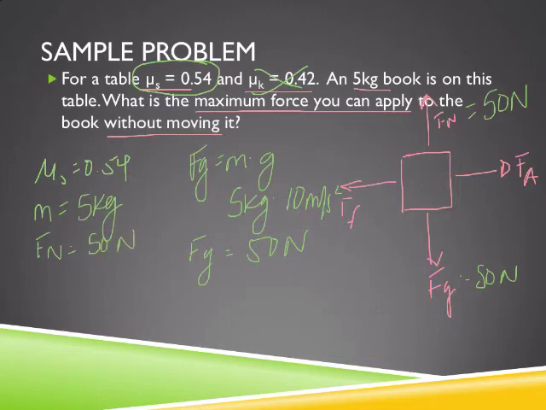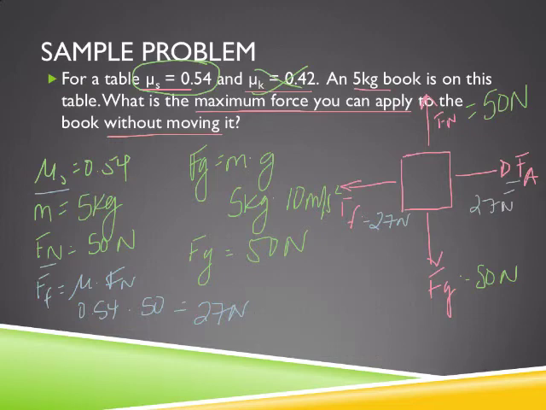So that takes us to another equation so that we can find the force of friction. F of f is equal to mu times F of n. We know mu, we know F of n. So that's going to be 0.54 times 50, which is equal to 27 newtons. So now we know F of f is equal to 27 newtons, which, because it's a first law problem, means that the applied force also has to be 27 newtons. As long as you don't apply anything more than 27 newtons, you will not get that book to start moving.